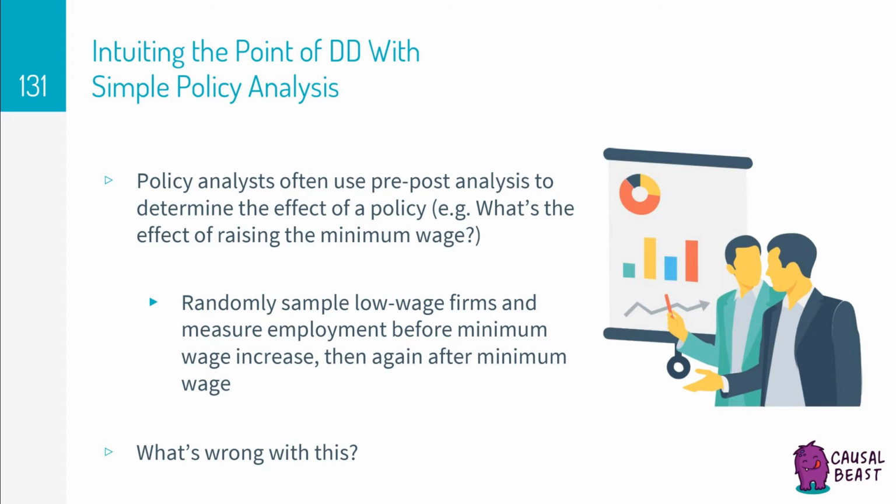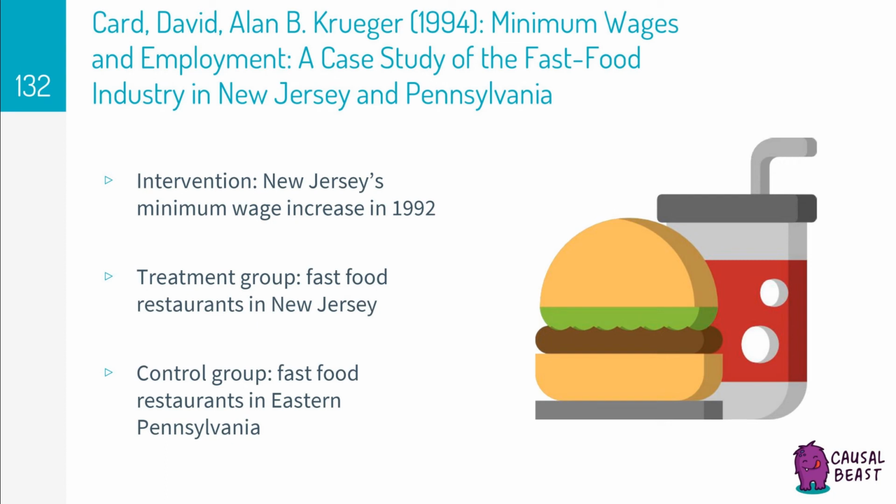Sound familiar? In 1994, the economists Card and Krueger published a famous paper that studied this exact same question of whether a change in minimum wage laws in New Jersey affected unemployment. What Card and Krueger used was the difference in differences technique.